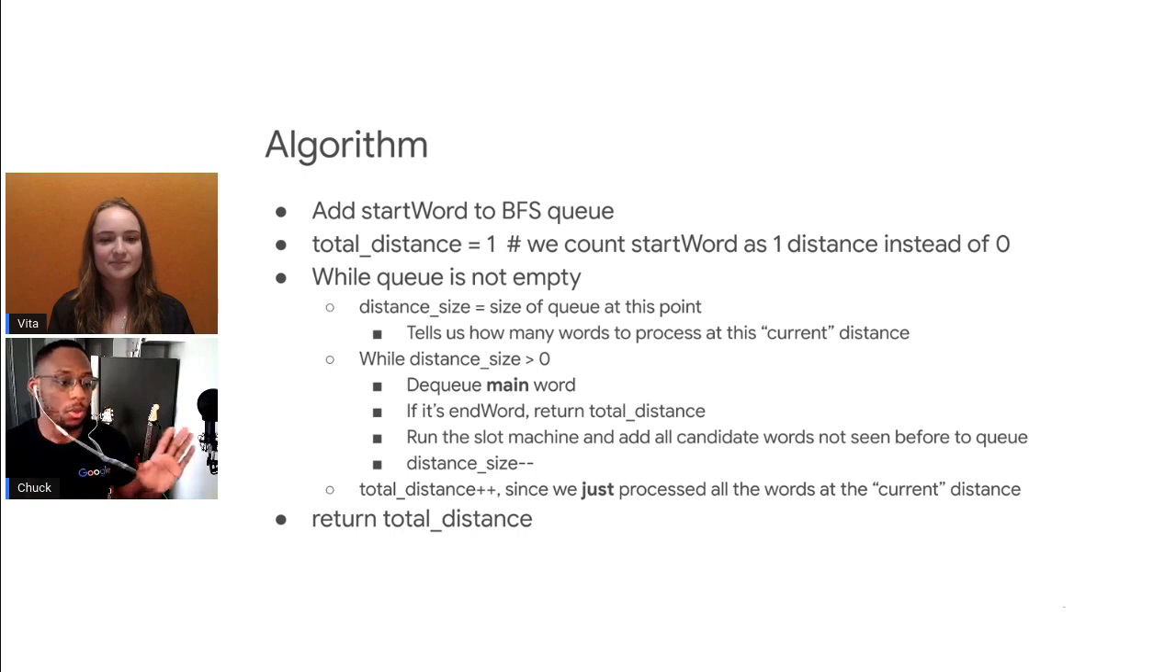If it's end word, we're done. Okay, if it's not end word, we're going to run the slot machine. And for each new viable word, we're going to add that to the queue. Then we're going to subtract how many things are in that distance every time we encounter them. Then at the very end of that, we're going to increment our total distance by 1 because we just processed the words that are at the current distance. Then at the very, very end, we return total distance.